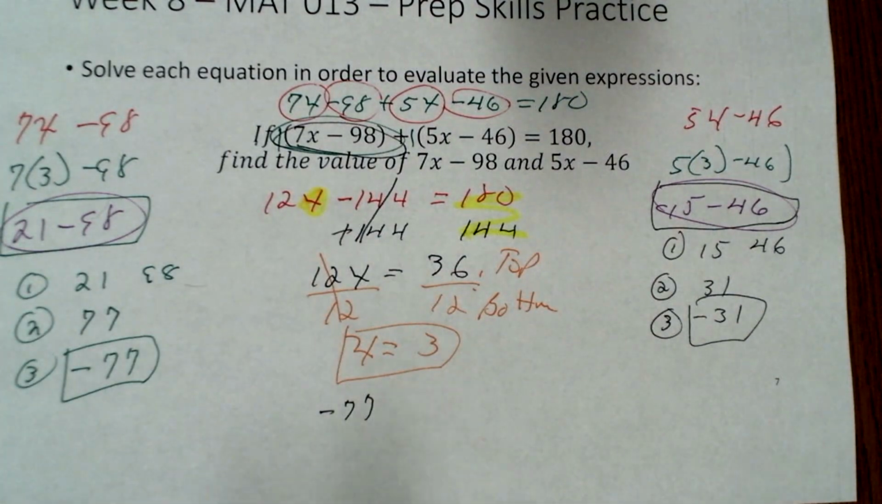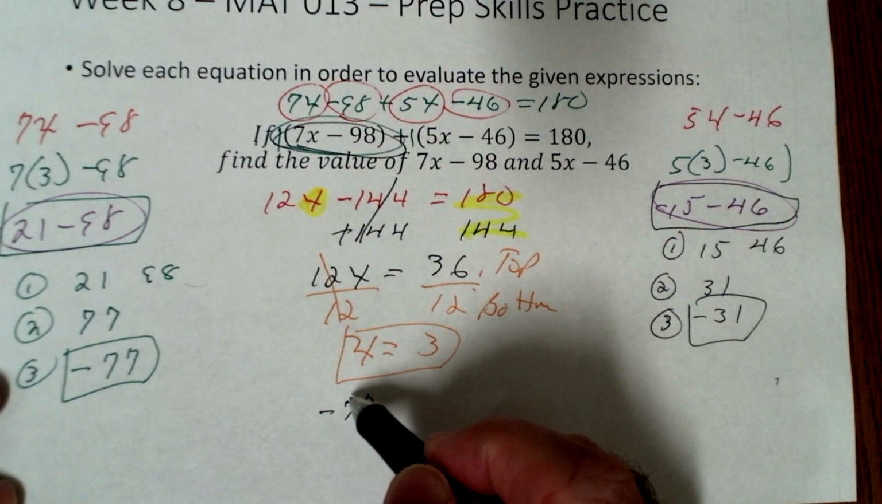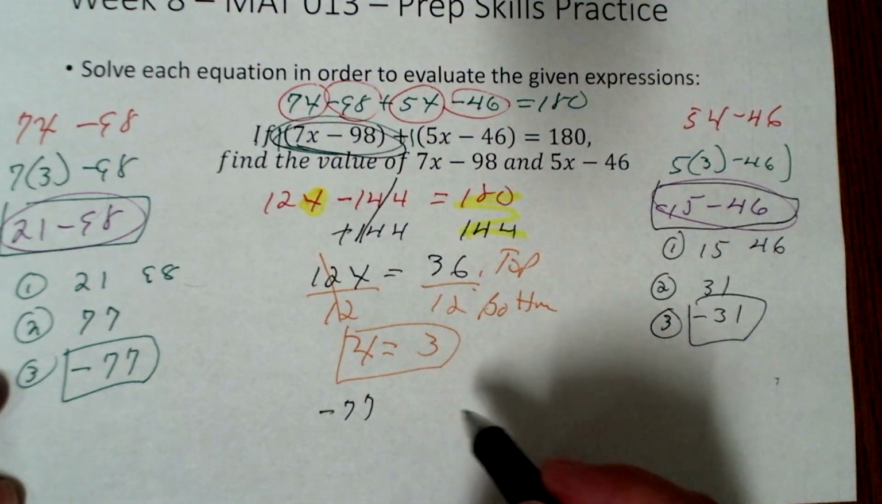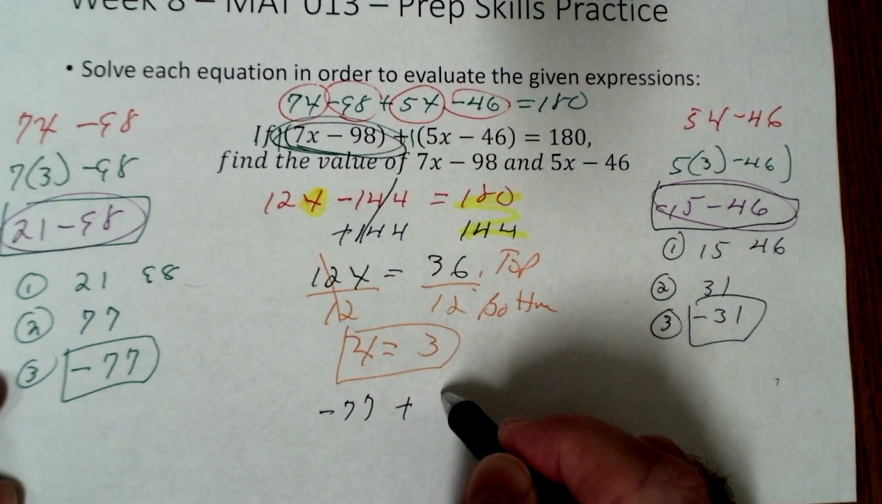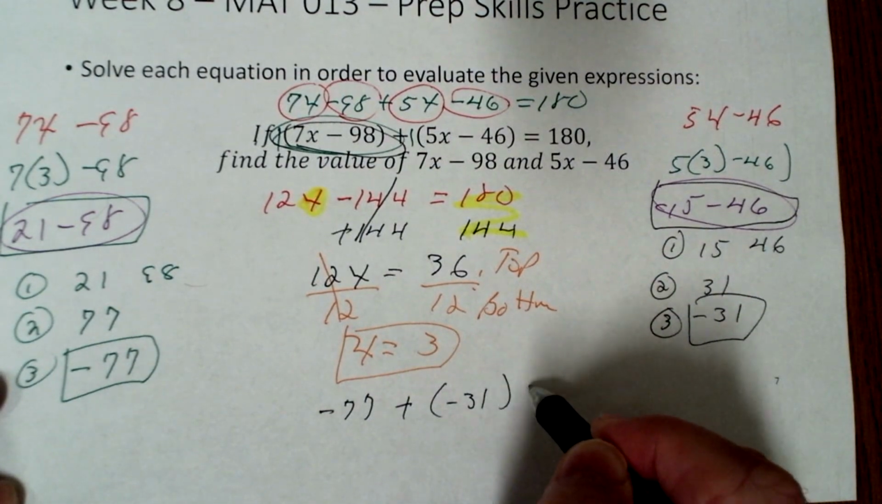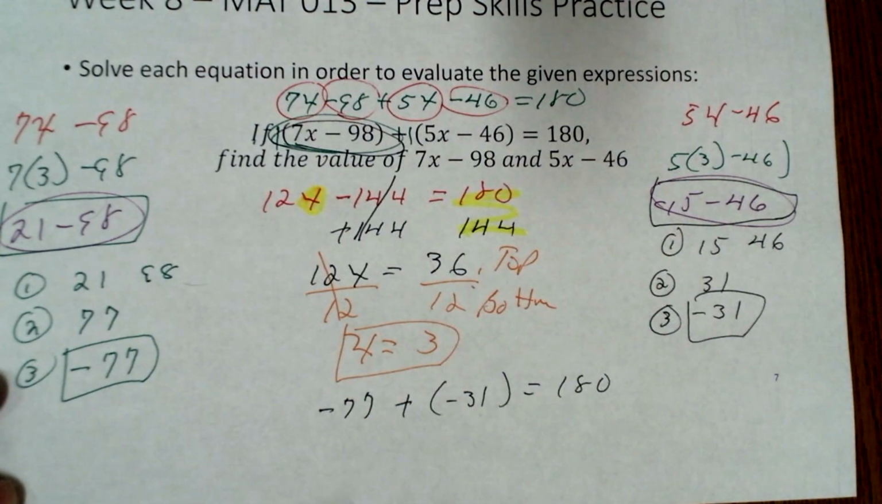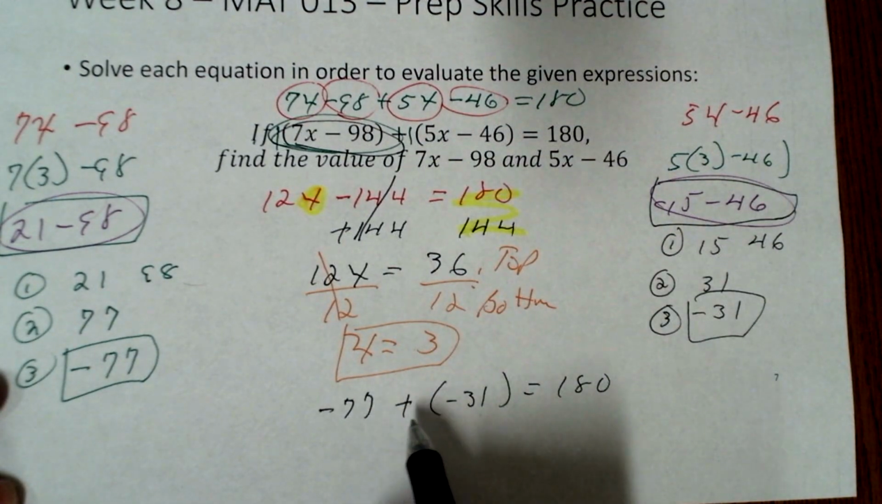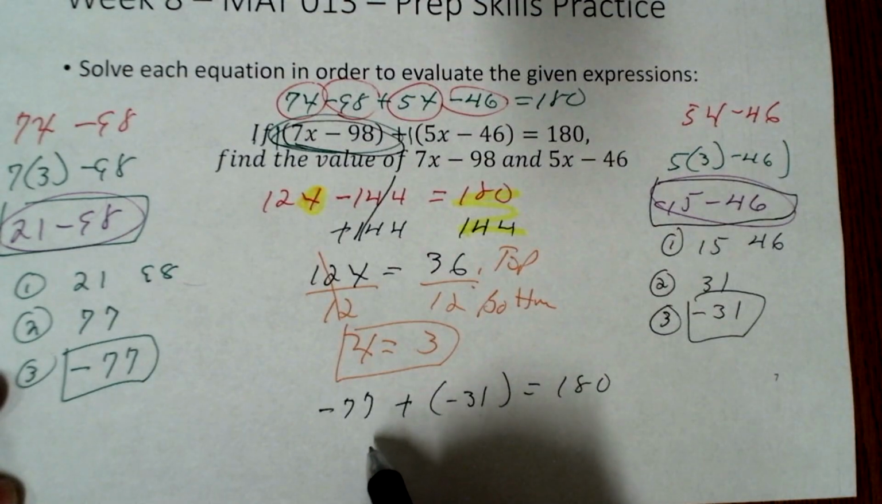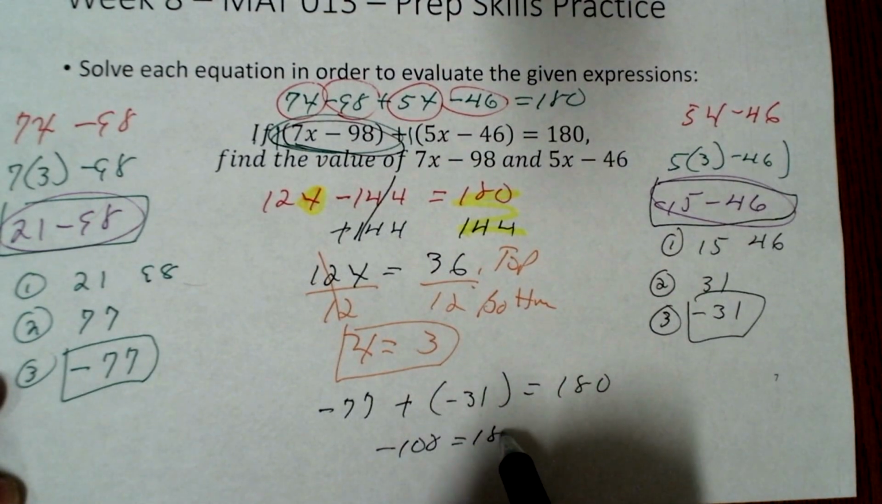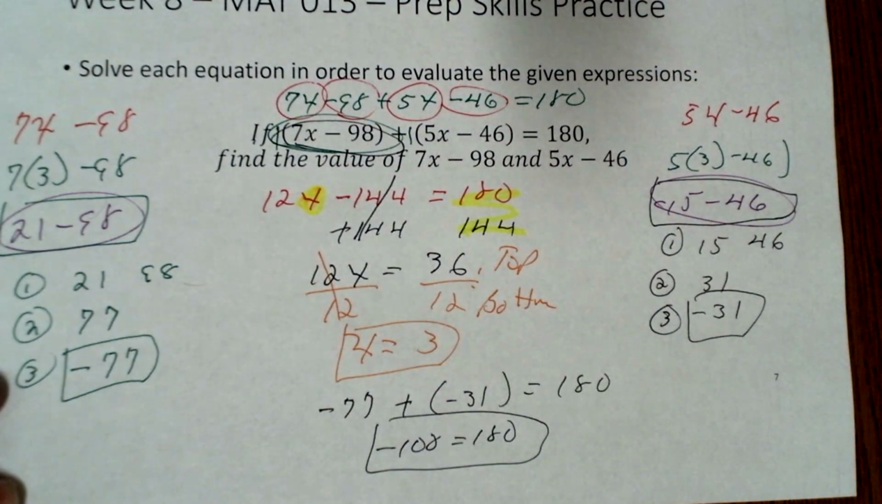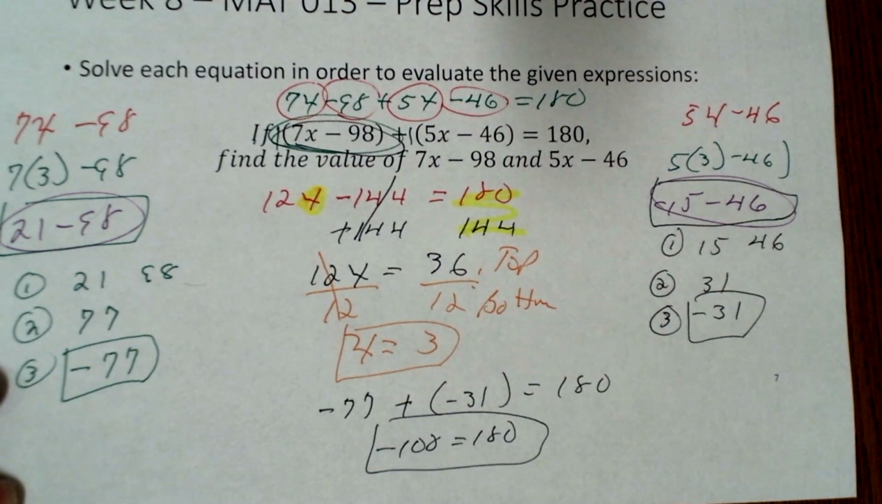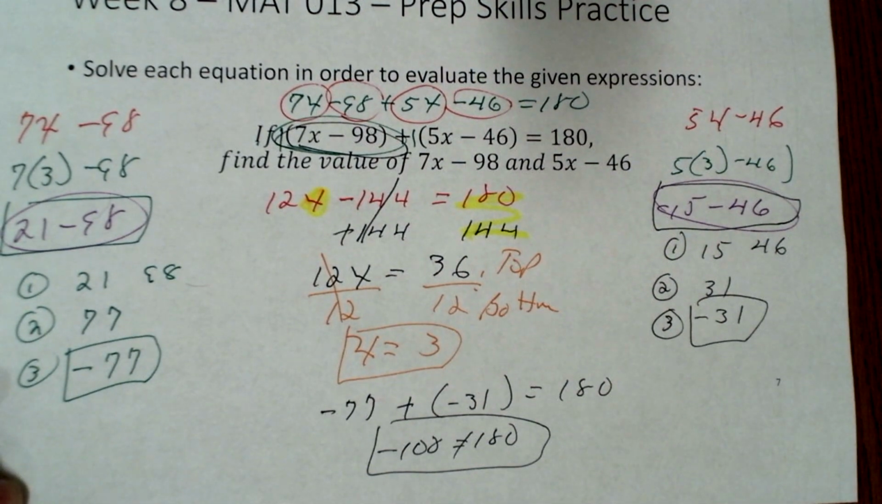Here's what was going to happen. We found the solution to this problem was minus 77, plus we found the solution to that problem, minus 31, equals 180. Minus 77 plus 31 is minus 108. How could minus 108 equal 180? It cannot. That would have been the solution we arrived at. So that right there tells us that our solution is incorrect.